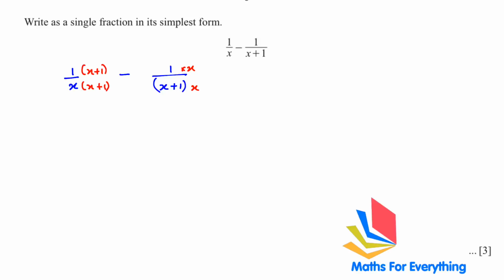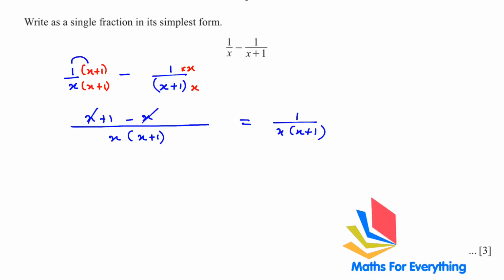Now that we have a common denominator, we can write it as one fraction. So x and x plus 1. When we expand this, x multiplied by 1 is x, and 1 multiplied by 1 is 1, and negative 1 multiplied by x is negative x. The x and the negative x will get cancelled and we will get 1 over x times x plus 1.